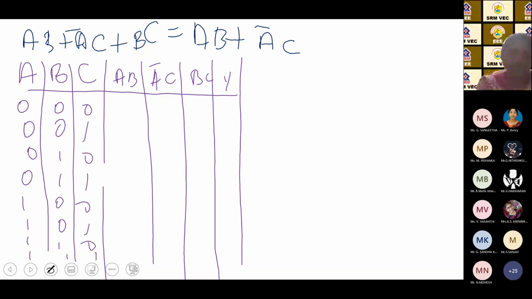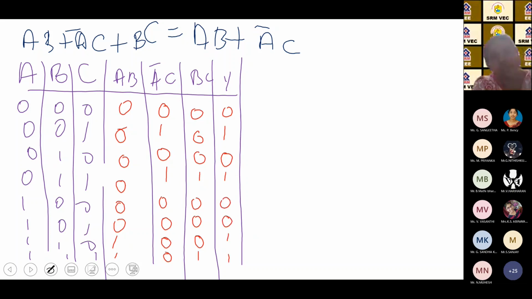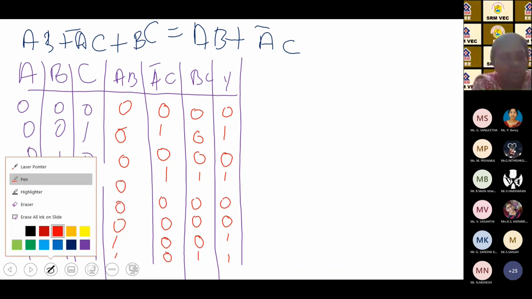Okay. Now what is AB here? AB is 0, 0, 0, 0, 0, 0, 1, 1. For A bar C, A bar is 1, 0, 1, 0, 1. So all the 1s are 0. Next is BC, 0, 0, 0, 1, 0, 0, 0, 1. So Y is 0 1 0 1. Okay, OR operation, so all are 1. This is this side. Okay, now we'll go into the next side.